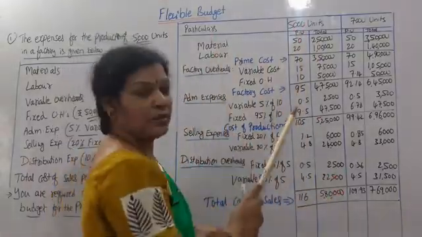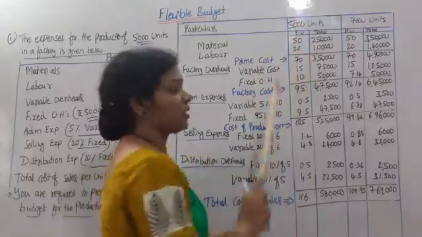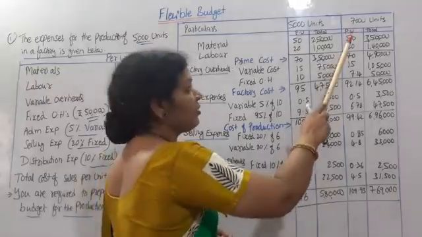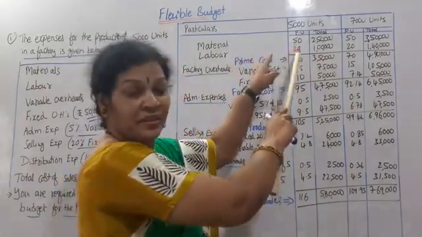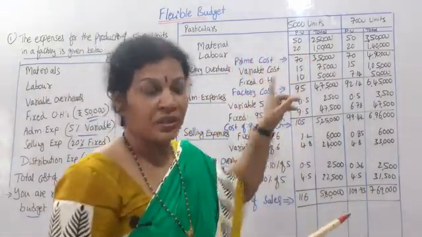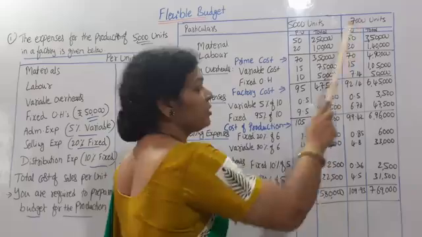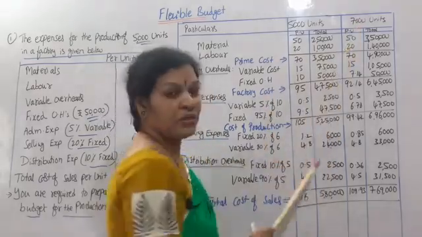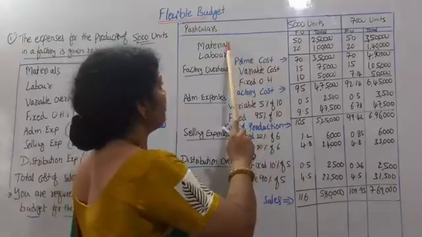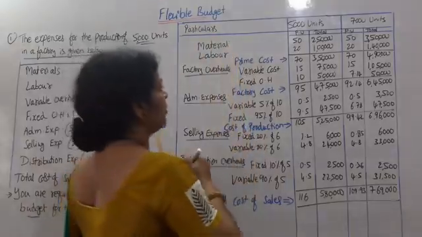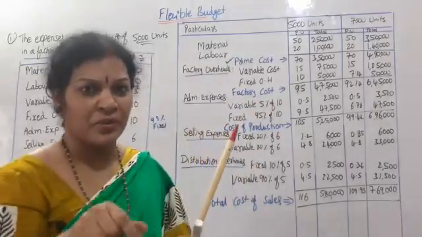Here also labor is 20 rupees into 5000, 1 lakh. Now here the multiplication goes with 50 with 7000. There, at the rate of 5000 units we have taken. Now for 7000 units, 50 into 7000, 3,50,000. 20 into 7000, 1,40,000. Are you getting it? Now once you take material and labor, you get the prime cost. This will be called the prime cost as per the cost sheet.